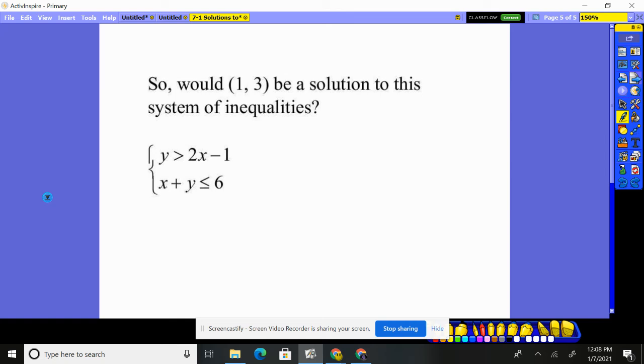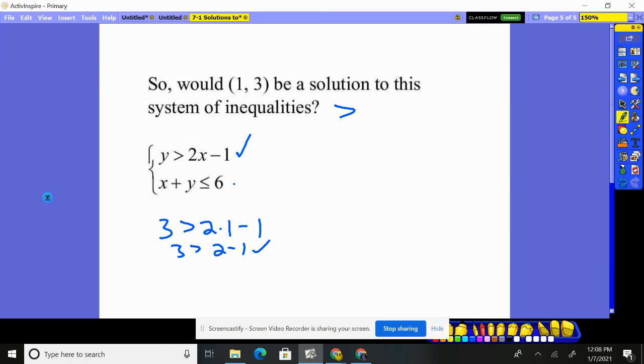Now, notice this one. This says, would (1, 3) be a solution to this system of inequalities? Not equations, because now, in this picture, we're dealing with inequalities. Remember, an inequality is just a greater than or less than symbol. So all we're going to do is plug (1, 3) in and see whether it makes this inequality true, and what about that inequality? So let's plug it in. y is 3. Is 3 greater than 2 times x, which is 1, minus 1? 2 times 1 is 2, minus 1. Is 3 greater than 2 minus 1? Yes. So it makes this one true.